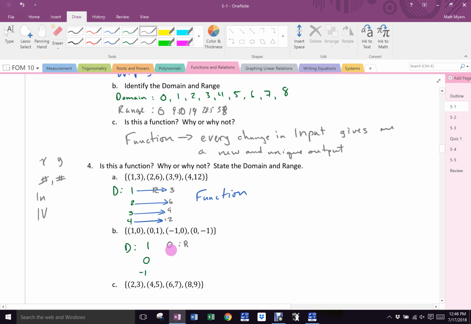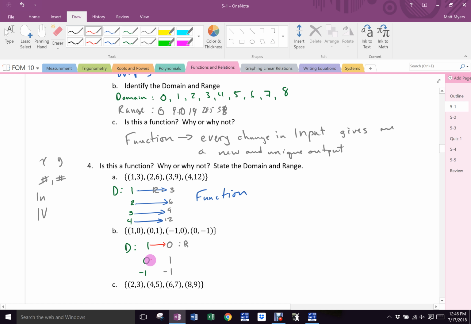I have 0, 1, and -1. When I input 1, what are my possible outputs? 1 goes only to 0, correct? So it's a function, yes? So far. What about 0?